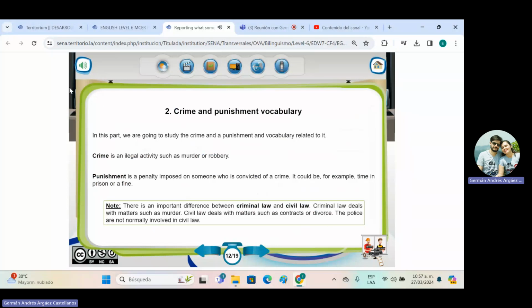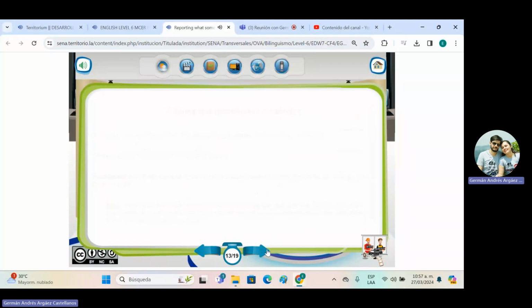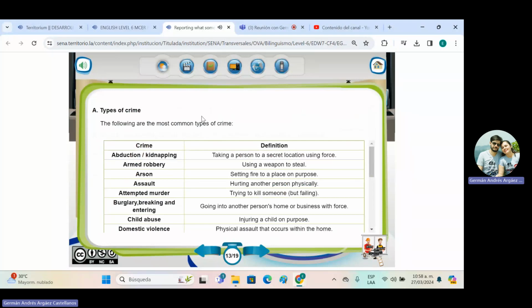Note, there is an important difference between criminal law and civil law. Criminal law deals with matters such as murder. Civil law deals with matters such as contracts or divorce. The police are not normally involved in civil law. A. Types of crime. The following are the most common types of crime.